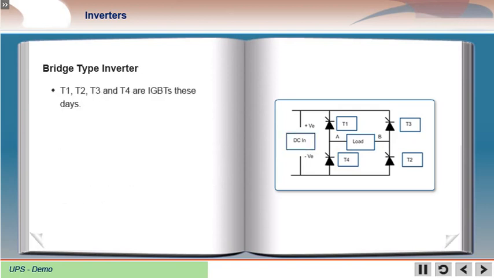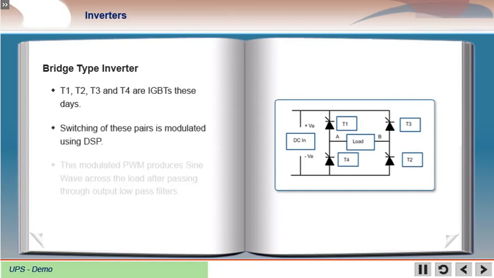T1, T2, T3 and T4 are IGBTs these days. Switching of these pairs is modulated using a DSP. This modulated PWM produces a sine wave across the load after passing through output low-pass filters.